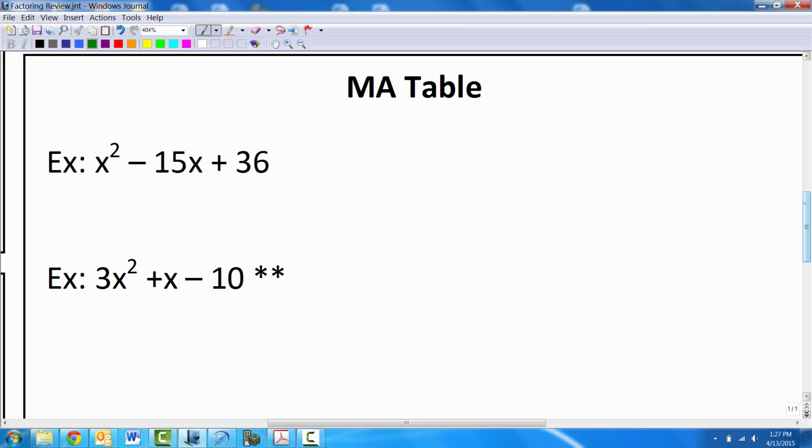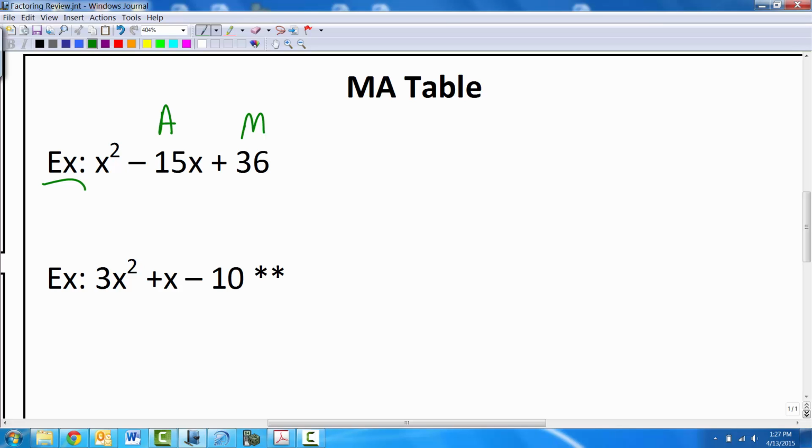One has a number in front of the x squared. We know that's a different type of factoring. But this one's not. Who is the m number in this first example? Who represents the m? 36. Who's the a number? It's negative 15.